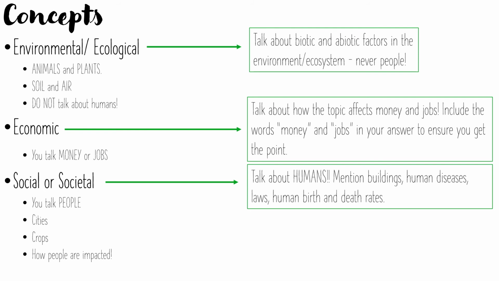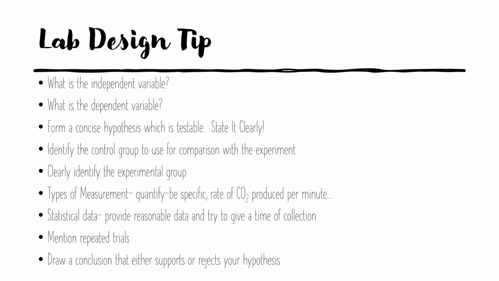So when you see this, you definitely need to mention people, cities, crops, or how people are impacted. Other things would be human diseases, laws, human birth and death rates. So those are the things to keep in mind. So when designing a lab, because that's always going to be FRQ number 1, you guys need to have these tips ready.